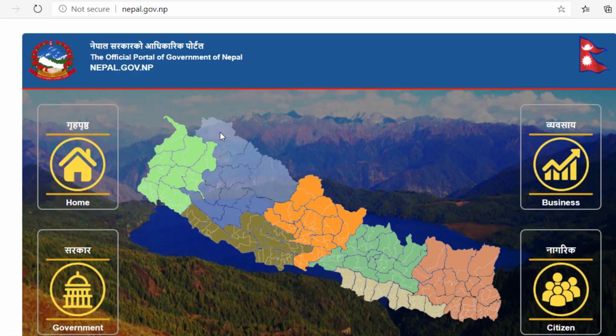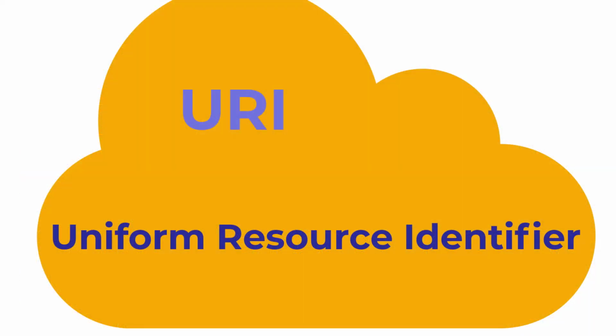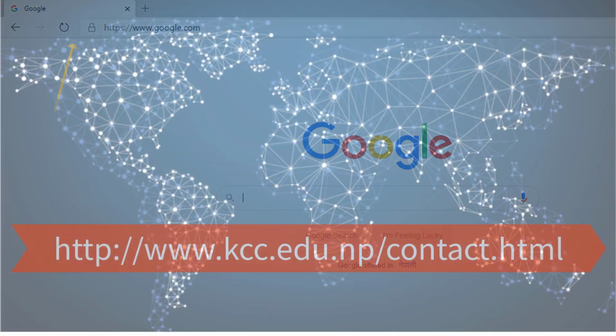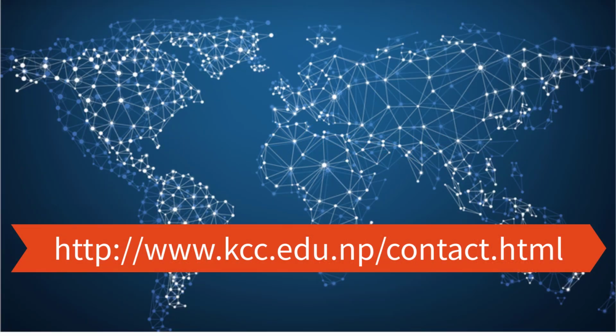A URL can also be called the Uniform Resource Identifier or URI. In general, the URL can be understood as a website address. Most of the web browsers display the URL of a page in an address bar. A typical URL follows the form as shown on the screen. In that URL, HTTP indicates a protocol, www.kcc.edu.np represents a hostname or domain name, and contact.html is the file name.